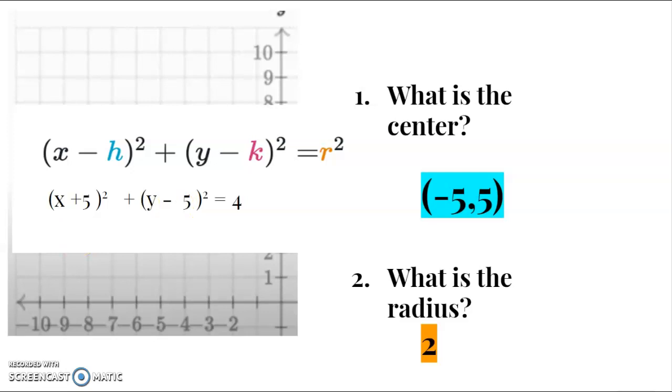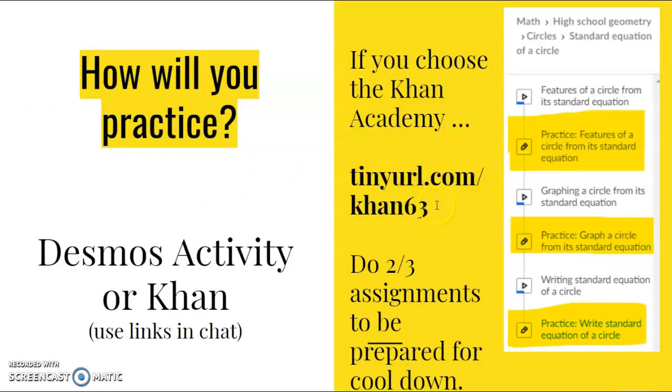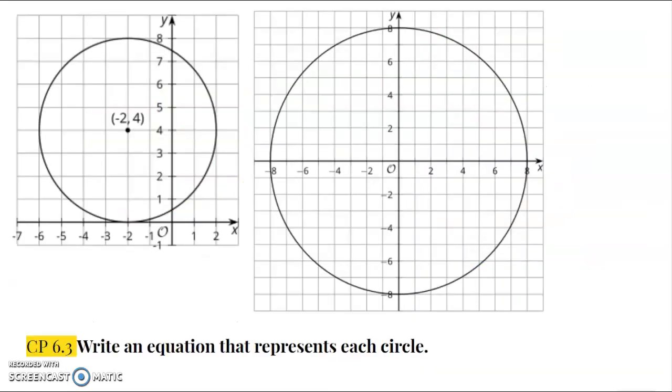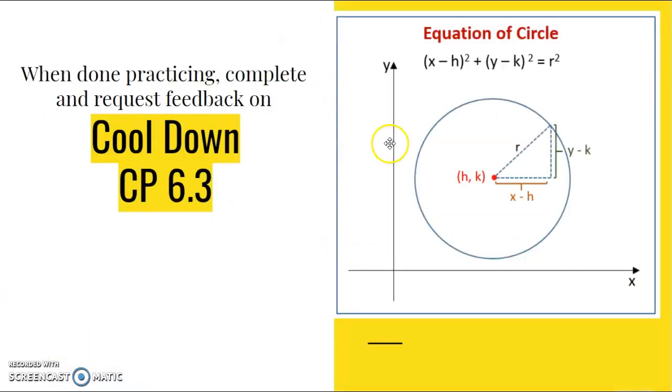Now, to practice this, please either use tinyurl.com/con63 and do at least 2 of 3 assignments, or use the Desmos activity in the plans. Once you are complete, do the cooldown 6.3, in which you are writing an equation that represents each of these circles. Make sure to use the equation of a circle, the standard equation, to write them.